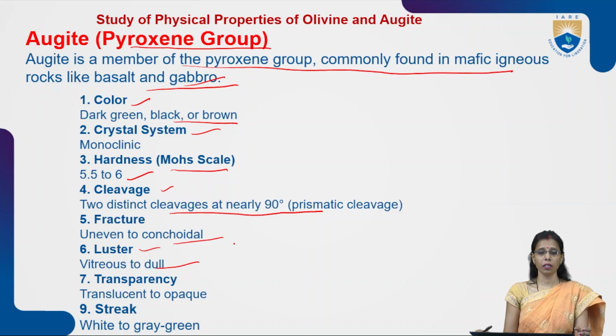So this is not a mineral with a very shiny luster, whereas olivine has more luster. It shines compared to augite, but olivine is also non-metallic, and augite is also non-metallic in structure. Transparency is translucent to opaque. Now streak is white to gray or green. The streak of augite will be either white, gray or green in color.